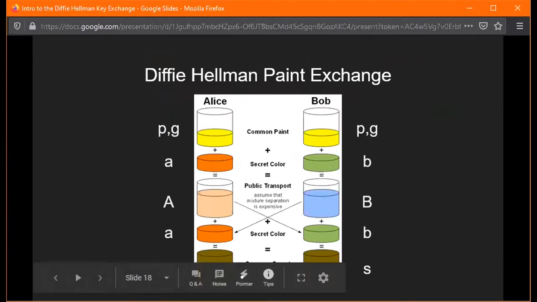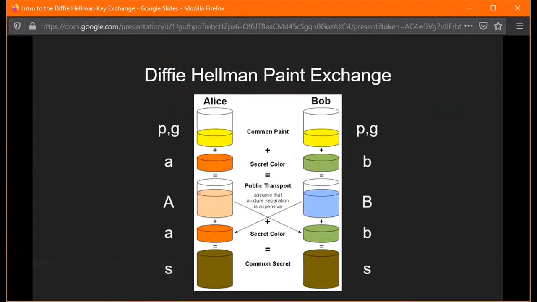But if that math is a little bit confusing, it's okay. We like to use a color analogy to make a little bit more sense of this. So you can think of P and G as the common paint. Everyone can see there's yellow paint. But then Alice will have her own secret paint, which is orange, which will be little a. And Bob will have his own, which is little b, which is green.